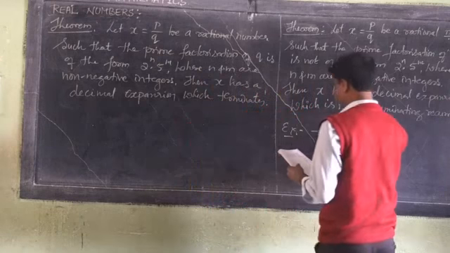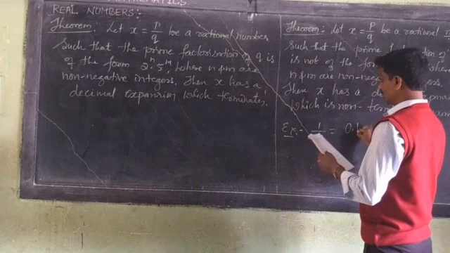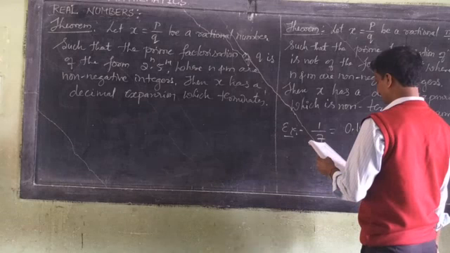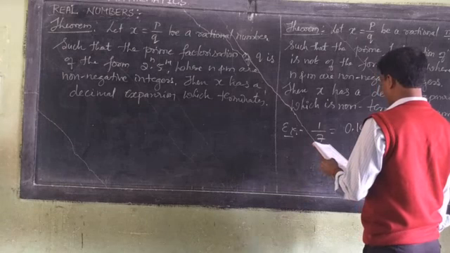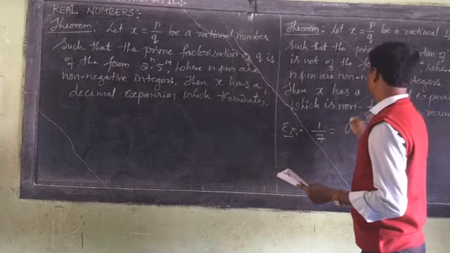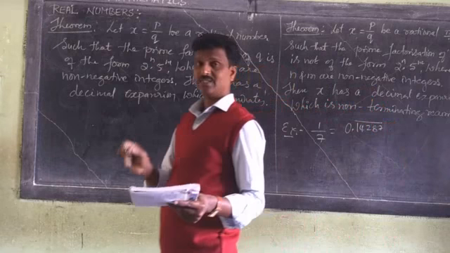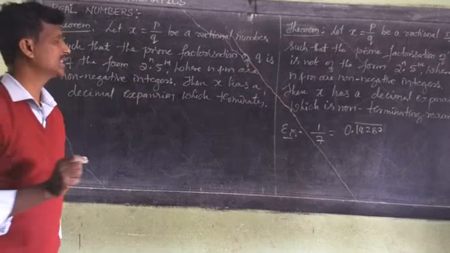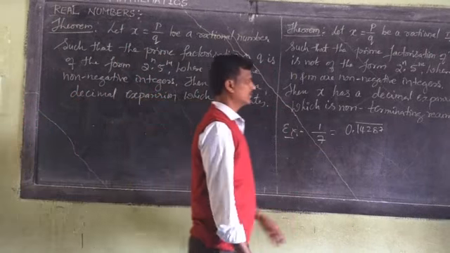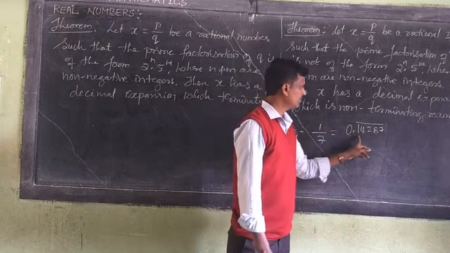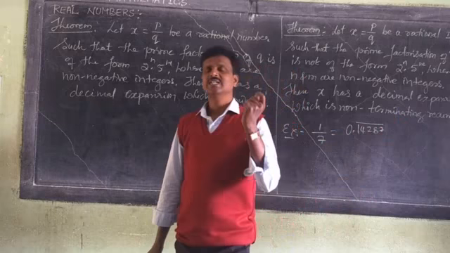Here this is equal to 0.142857. It is a repeating group of digits here. 142857 repeats here. Here 142857 is a repeating string.